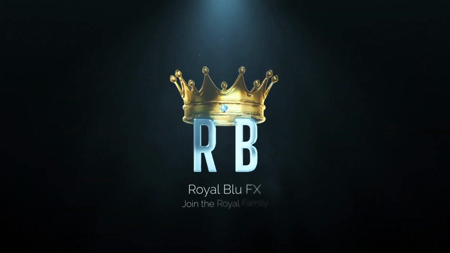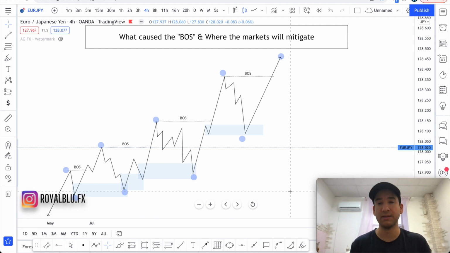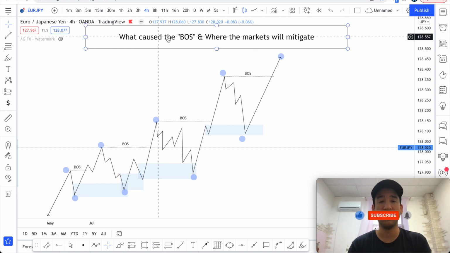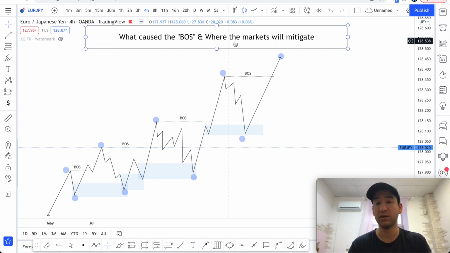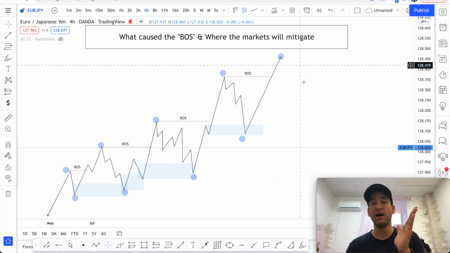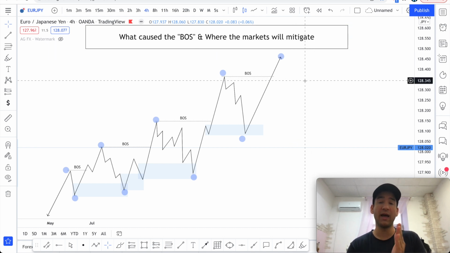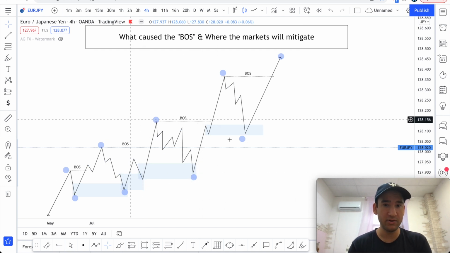All right, so a lot of us know how to identify breaks of structure in the market, although this video is not going to talk about that. We're simply going to talk about the cause of the break of structure. Following that, we want to know where the markets will mitigate. Once we find that cause, we can have a high probability of finding where that mitigation will happen in the market. All right, so without any further ado, let's begin.